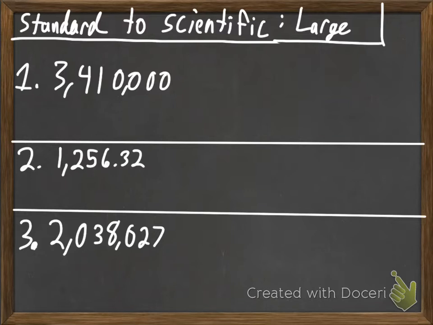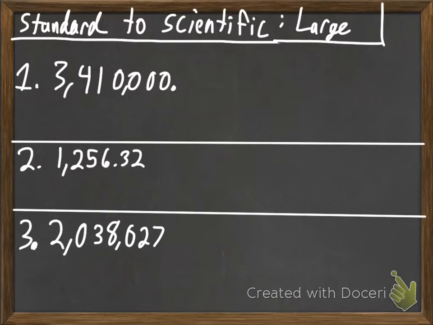Okay, so now let's take it from standard form to scientific form with large numbers first. Here's what you're going to do on every single one of these: identify where the decimal point is. For number 1, we have 3,410,000. The decimal point, we don't see it, but it's right here at the end, after the 0. Whenever you're going standard to scientific, or scientific to standard, the first thing you do is identify where that decimal point is.